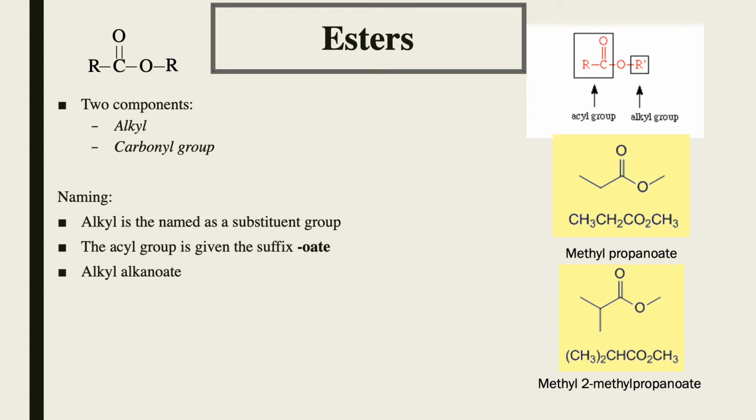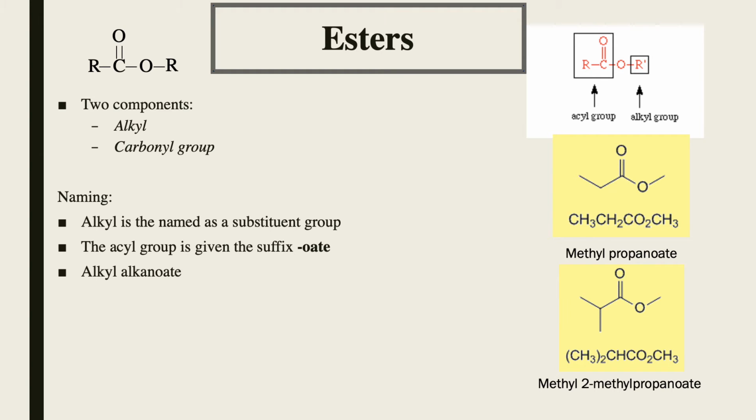Okay, so next we have esters. So this functional group consists of two components. We have an alkyl group and we also have our carbonyl group. And as you can see here, attached to our oxygen, we'll have some type of grouping here, as well as on this one, another group as well.